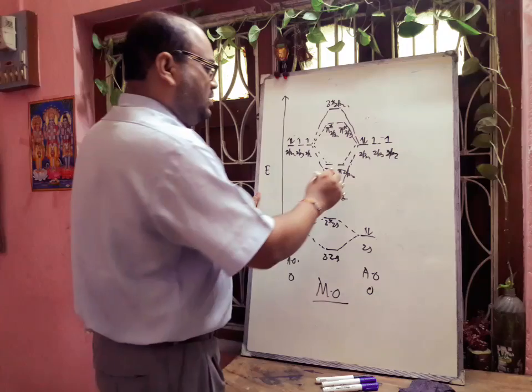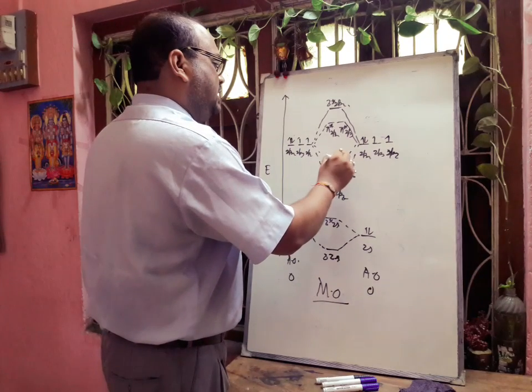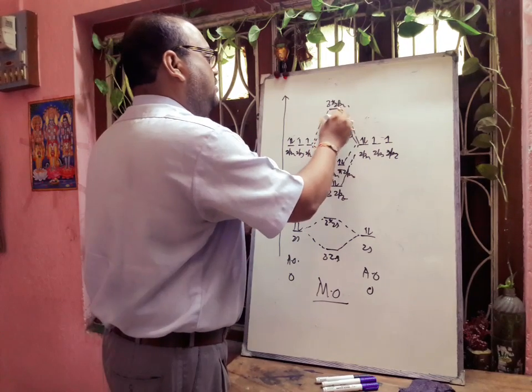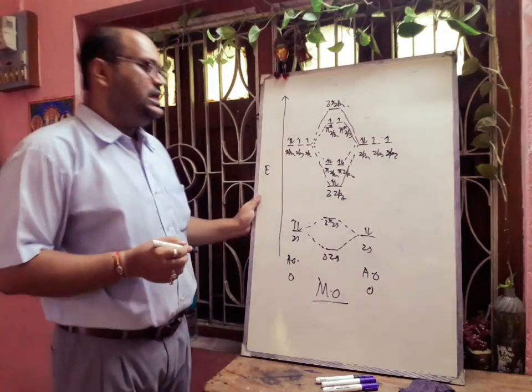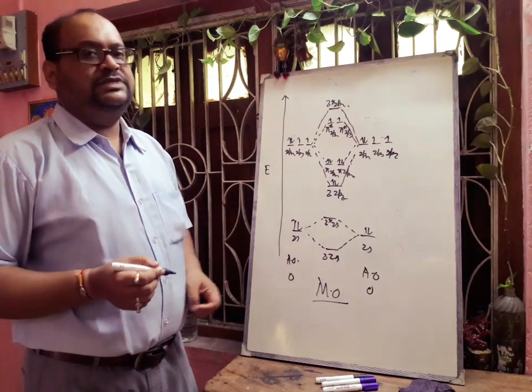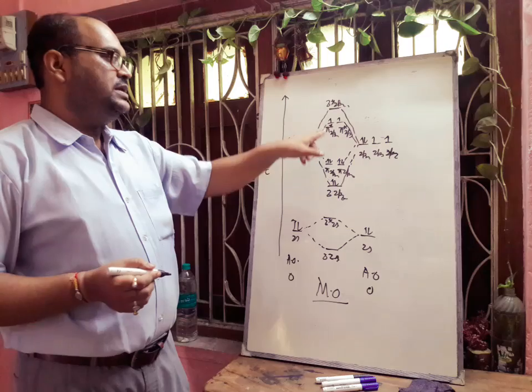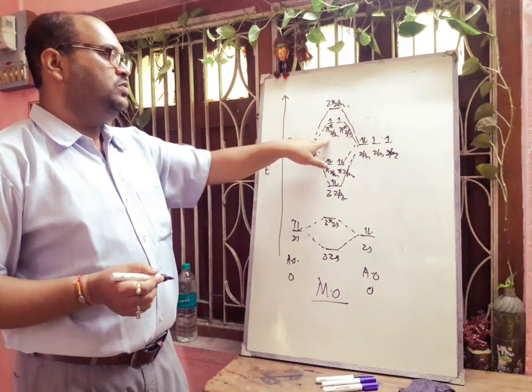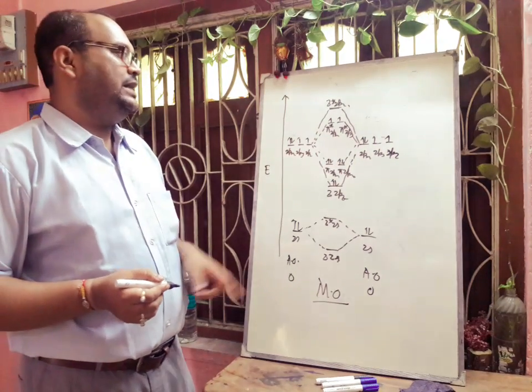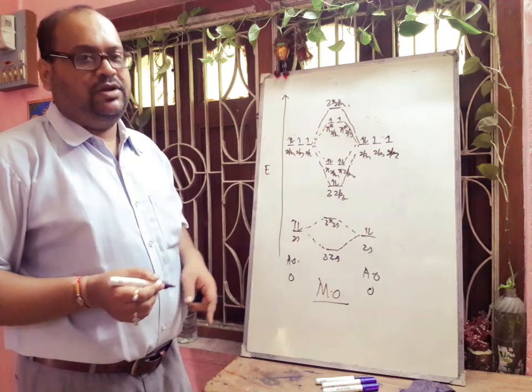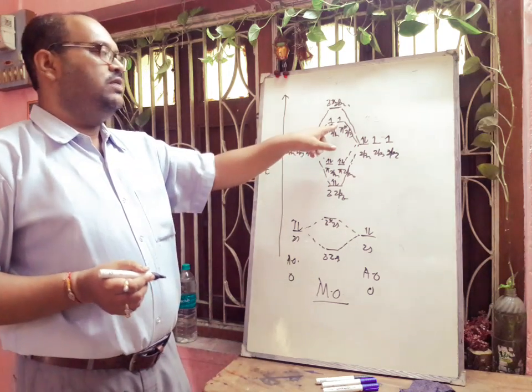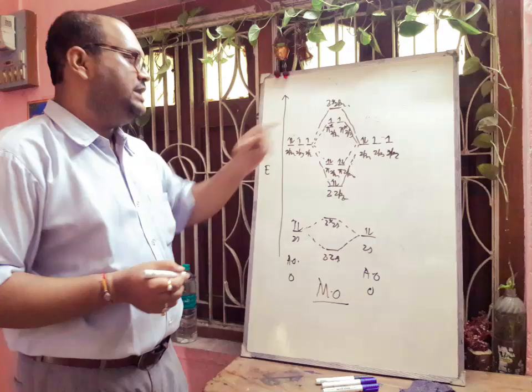Now total 8 electrons. So here there will be 6 electrons in bonding and in antibonding there will be 1 electron. So from here we can easily explain why oxygen is paramagnetic, because of the presence of 2 unpaired electrons in the pi star 2px and pi star 2py. That means in the highest occupied molecular orbital, this is the HOMO, 2 unpaired electrons are present, that is why it is paramagnetic.